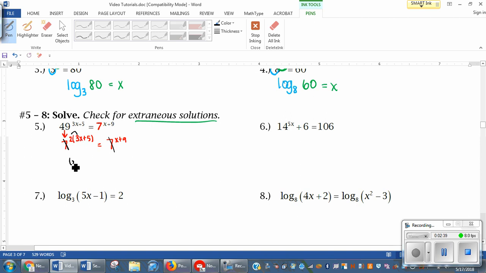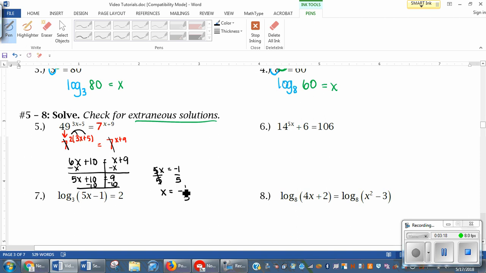And now we just have our equation 6x plus 10 equals x plus 9. And it's just a basic linear equation that we want to solve. So I'm going to move the x, making this 5x plus 10. I'm going to subtract 10. Move over here. And I'm going to divide by 5. So negative 1/5. Remember, we don't want to call this our solution until we sub it back in.